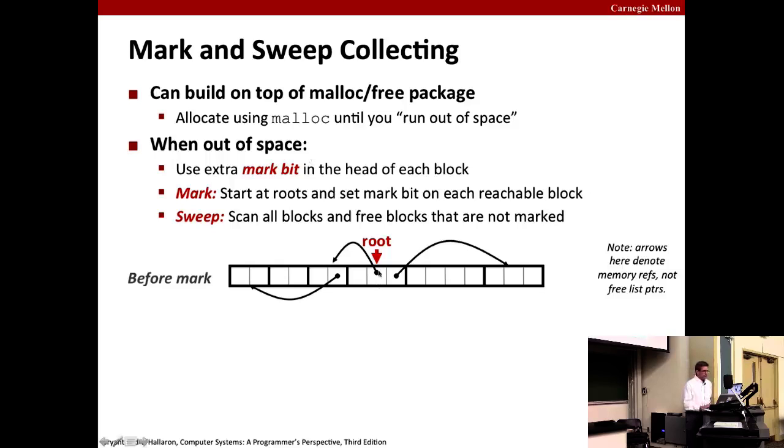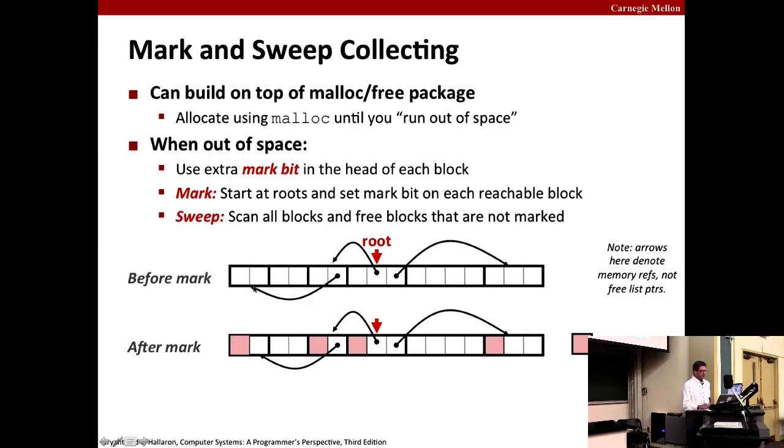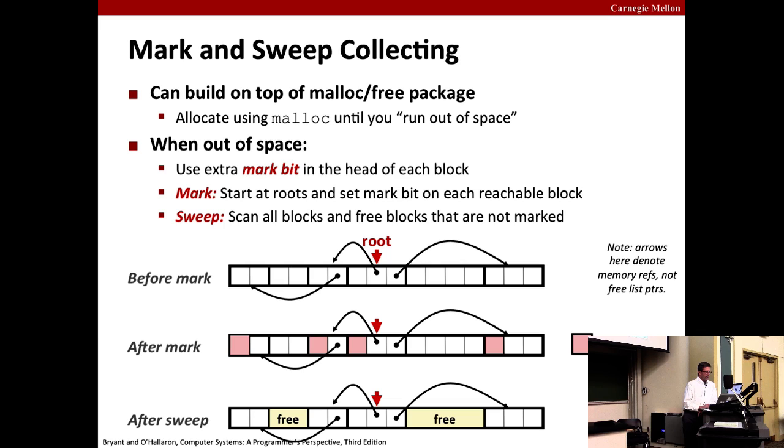Here we have the root pointing to this central block, and then there's a pointer that points to this block, and another pointer that points to this block, and a pointer in this block that points to this block. After we do the mark and search these blocks, all of the reachable blocks have the mark bit set, which is denoted by pink. Then the blocks that aren't marked, we can free and return to the free list.